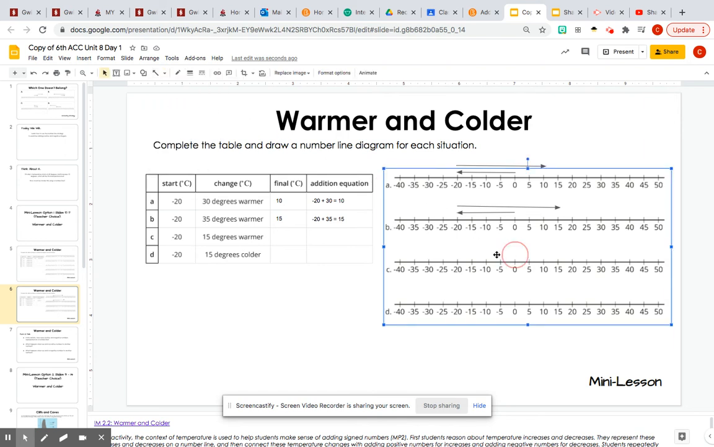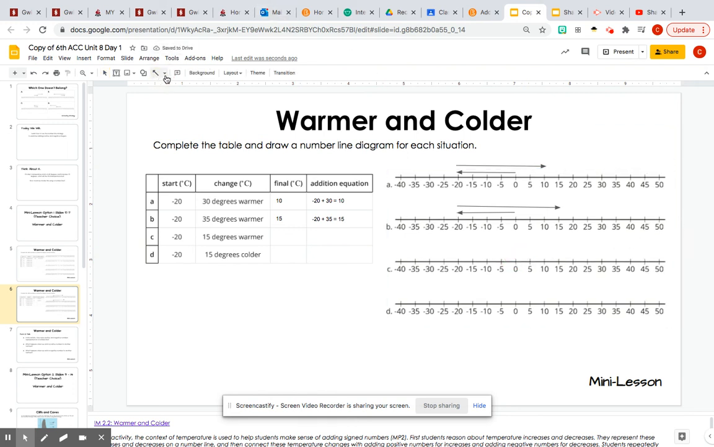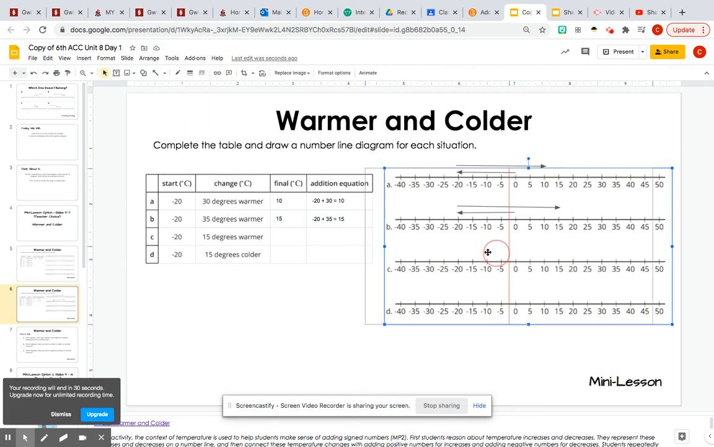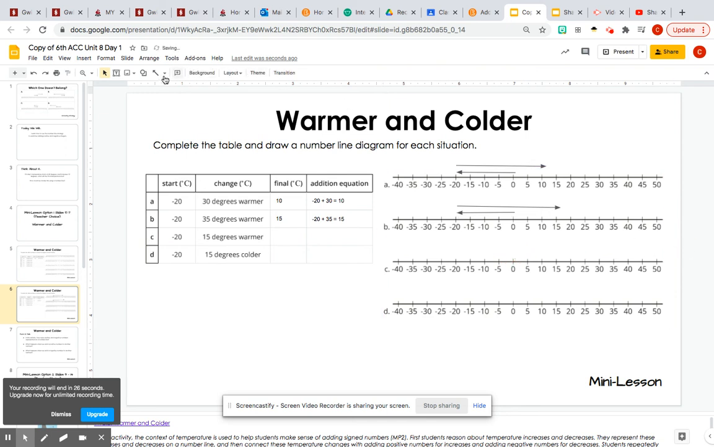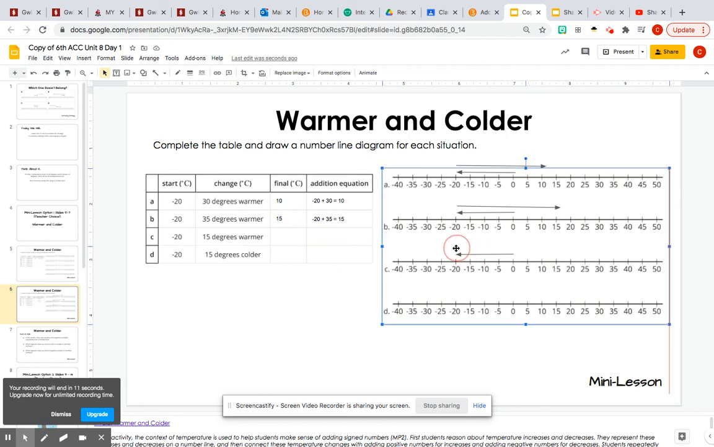So we're going to start at negative. Oh, I'm moving the whole box. Hold on. Let me get an arrow. All right, so we're going to start at negative 20. We definitely want to model the fact that we're not starting at 0. And this is where my thing would glitch. There we go. So we're going to start at negative 20, and then this time we are going to draw our arrow starting at negative 20, and we're going to go up just 15 degrees.